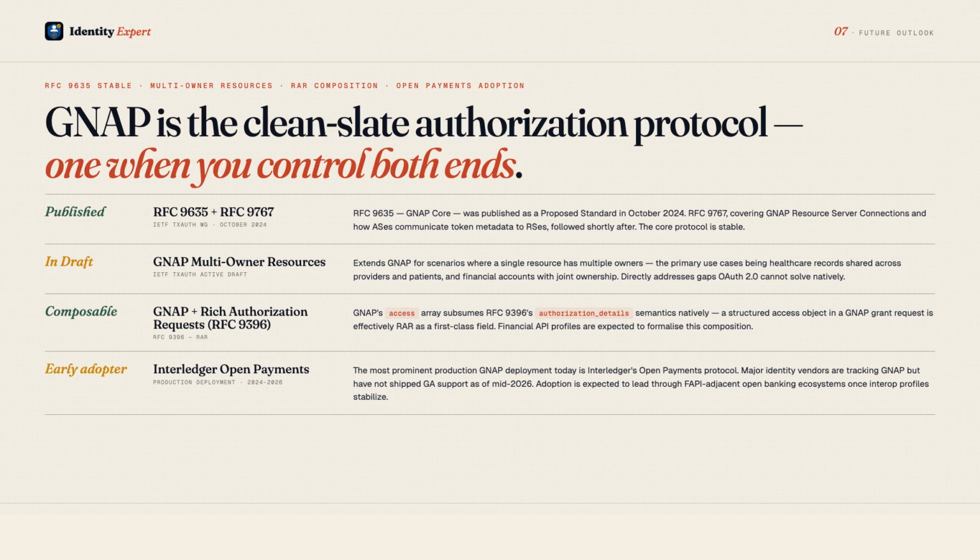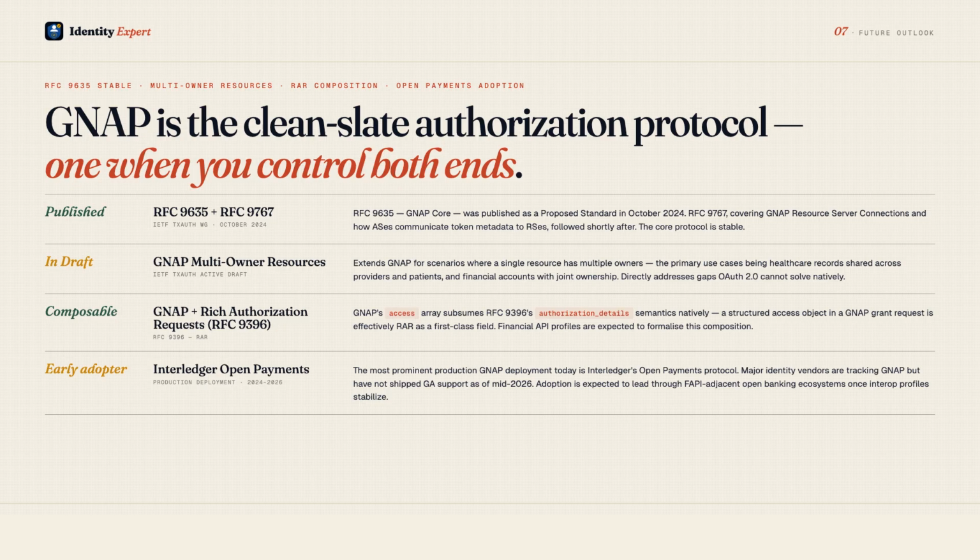Fourth, the most prominent production GNAP deployment today is Interledger's Open Payments Protocol. Major identity vendors are tracking GNAP but have not shipped GA support as of mid-2026. Adoption is expected to lead through FAPI-adjacent open banking ecosystems once interop profiles stabilize.